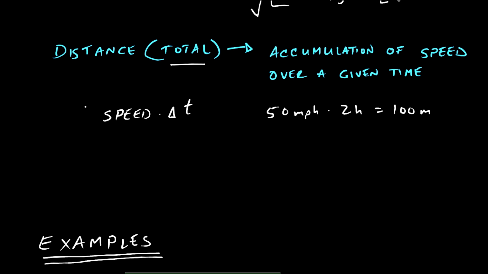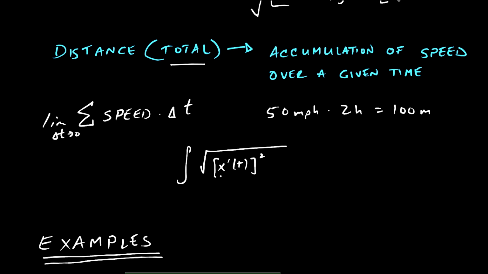So if we sum up all of our speeds and then we take the limit as delta t approaches 0, so we collect smaller and smaller times, what we're really looking at is the integral of speed with respect to time. So we could just take the integral of what we have for speed, which I'll write as x prime of t squared plus our y prime of t squared, and we will integrate with respect to t, and we'll do that over an interval from t1, our first time, to our second time. And that's all there is to it.